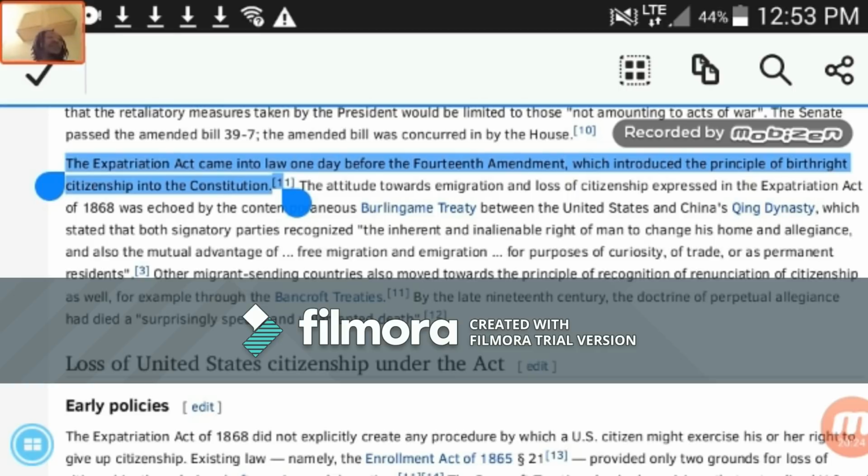Because the status that they call a citizen is the ward. I want y'all to understand that. Their wardship status is a citizen. It's a corporation, a person. Not the natural person, the artificial person.